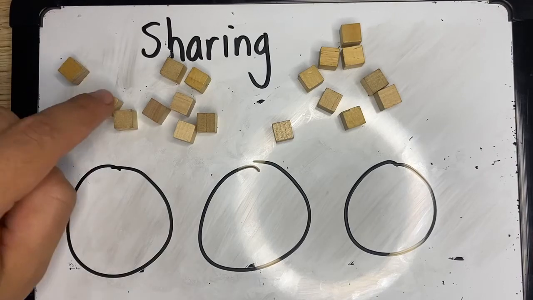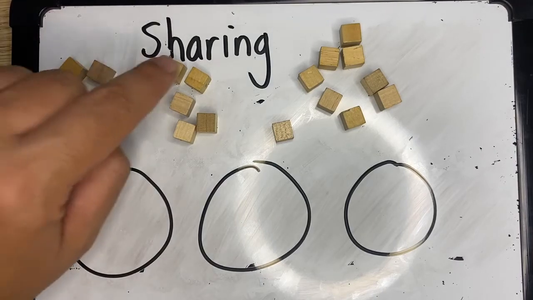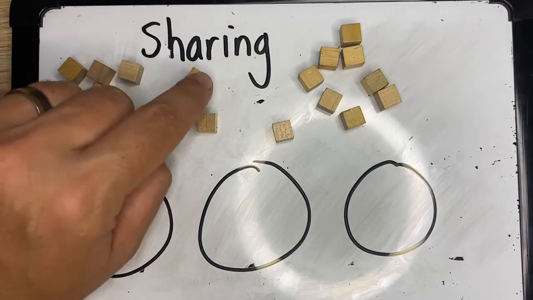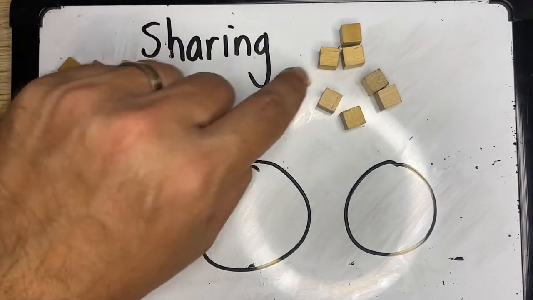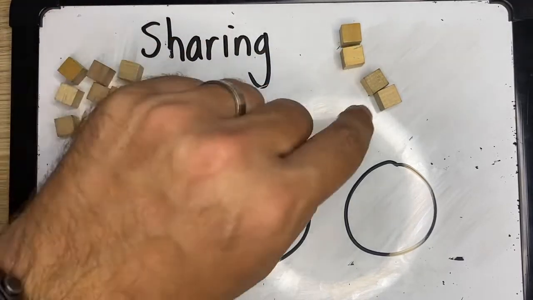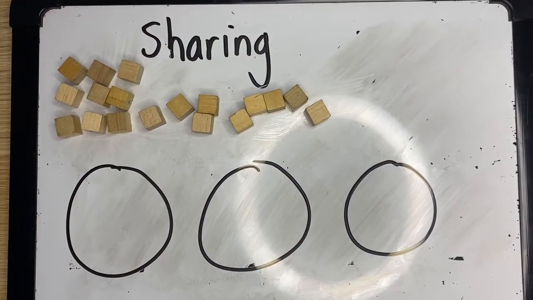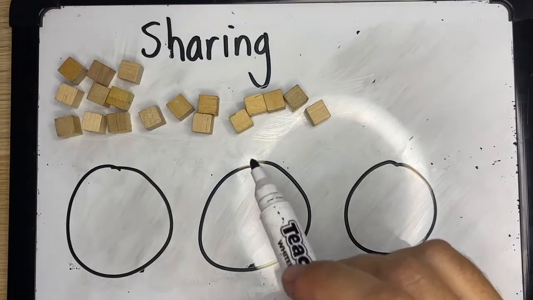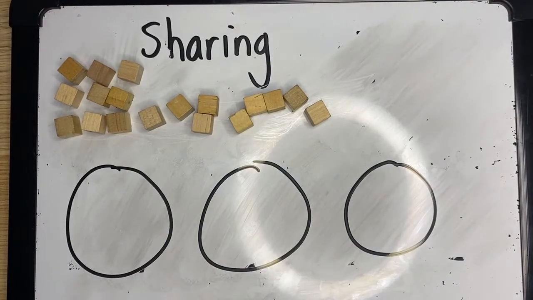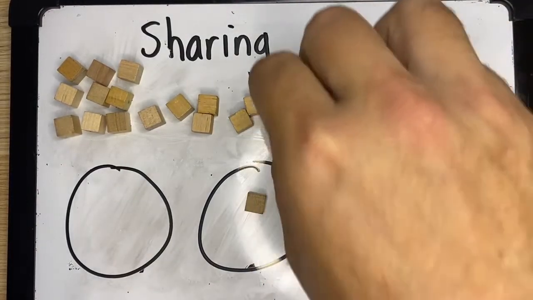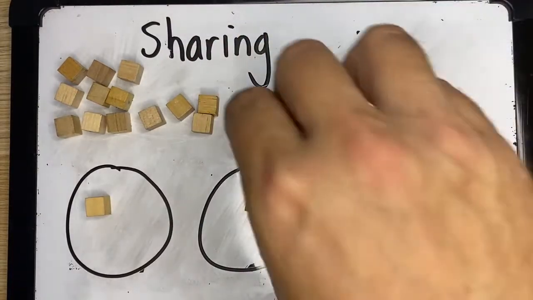Okay, 1, 2, 3, 4, 5, 6, 7, 8, 9, 10, 11, 12, 13, 14, 15, 16, 17, 18. So I know I have 18 counters in total. I need to share them amongst 3 groups. Remember, we do one at a time.